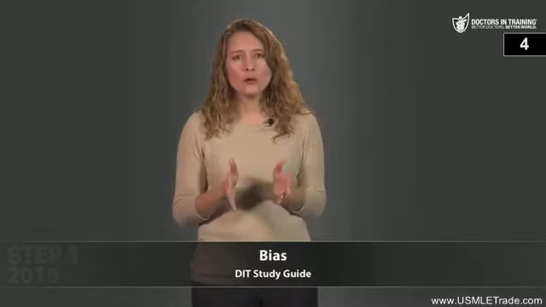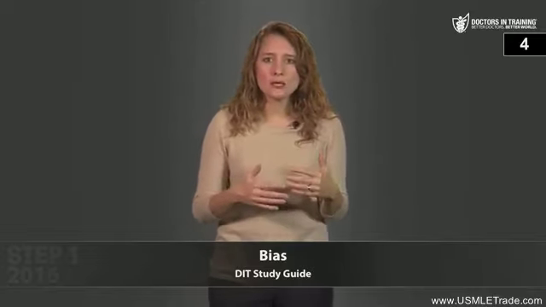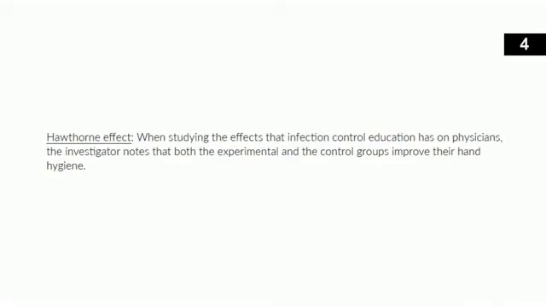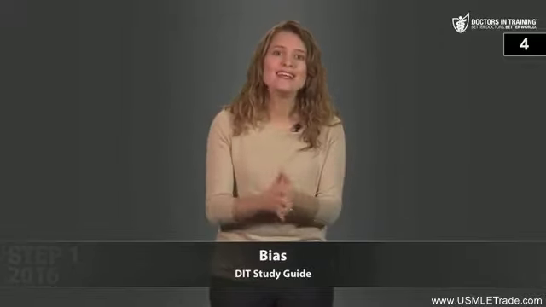Next, Hawthorne effect. Hawthorne effect refers to the change in behavior from a study group that can result from knowing that they are being observed. The example in your study guide says, when studying the effects that infection control education has on physicians, the investigator notes that both the experimental and the control groups improve their hand hygiene. So what we see is that people who have been chosen to be part of an experimental or control group of a study, here a study on infection control practices, will change their behavior, at least in the short term, just as a result of being observed, of being studied. This example of hand hygiene is actually fairly common.